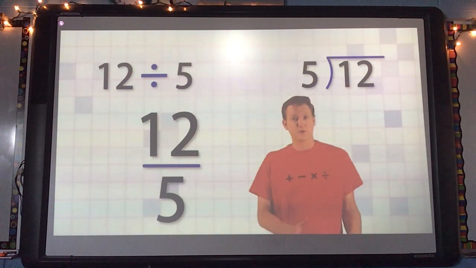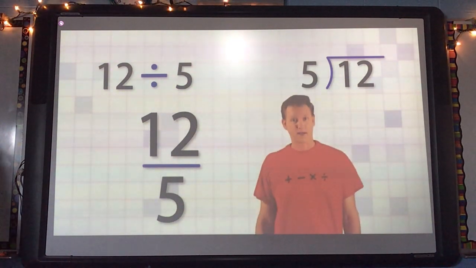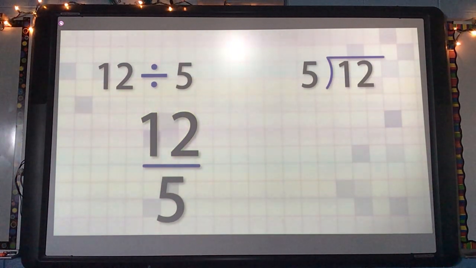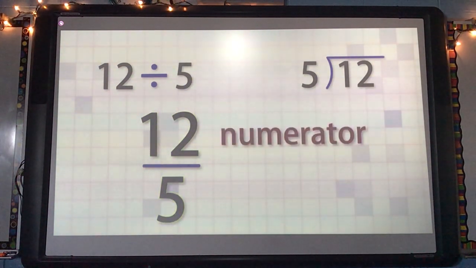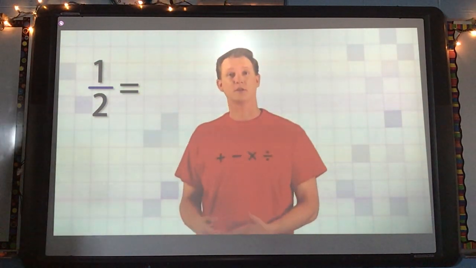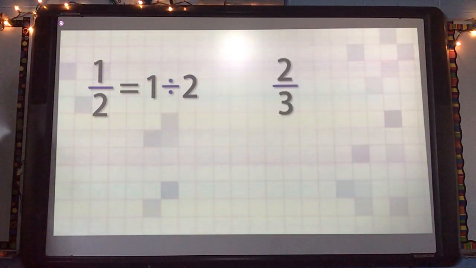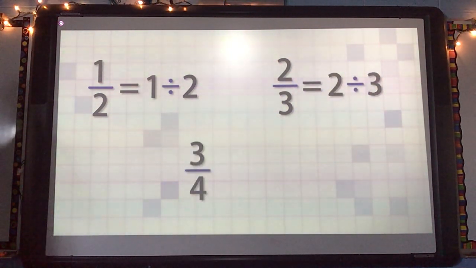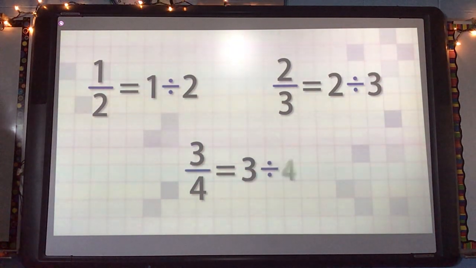And that's just because a fraction really is a division problem, but we treat it like a number. The line between the top and bottom numbers is just another way of writing the division symbol. The top number is the number being divided up, and we call it the numerator. The bottom number is the number we're dividing by, and we call it the denominator. Now let's look at some of the common fractions that you're already familiar with and think of them as division problems. For example, 1/2 is really just 1 divided by 2. The fraction 2/3 really means 2 divided by 3. And the fraction 3/4 really means 3 divided by 4.